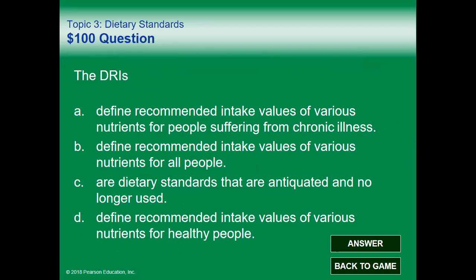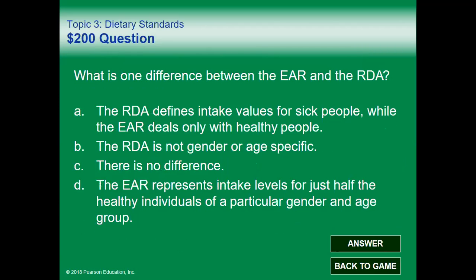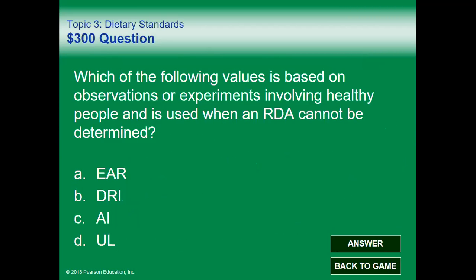We did this one. We did that one. Which of the following values is based on observations or experiments involving healthy people and used when the RDA cannot be determined? Let's see. AI. Good.